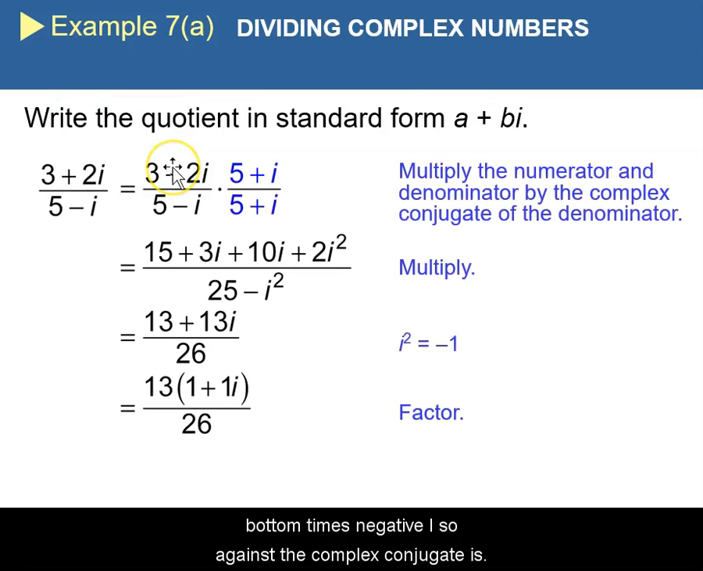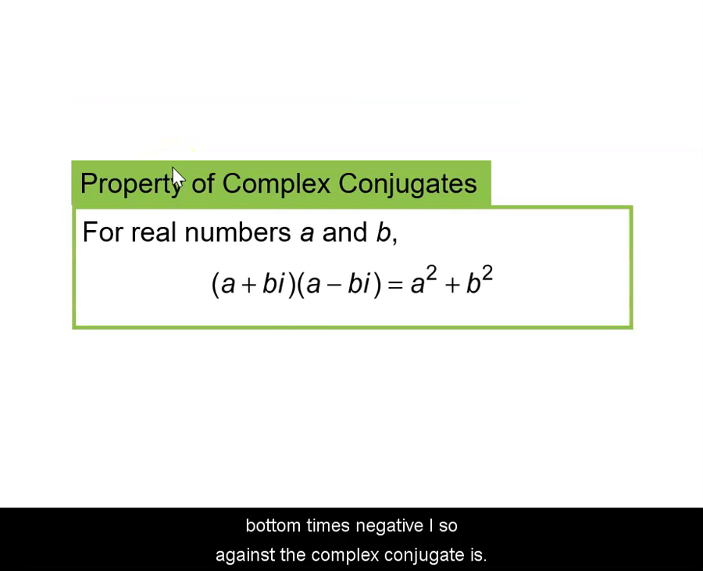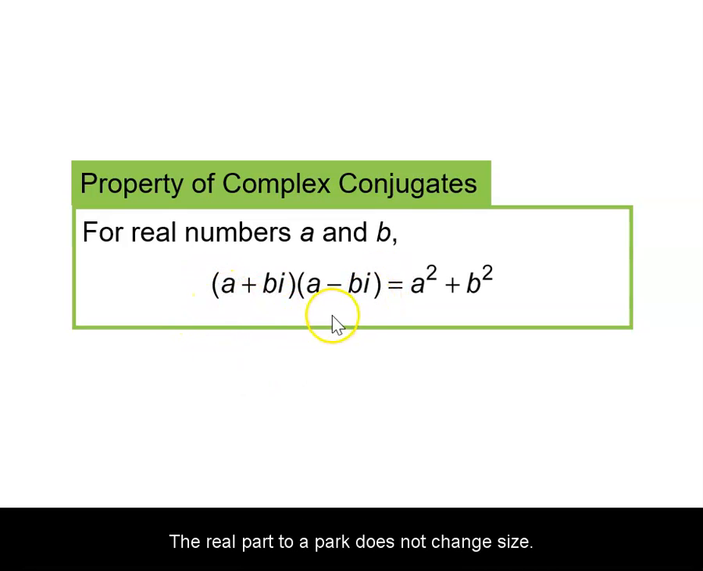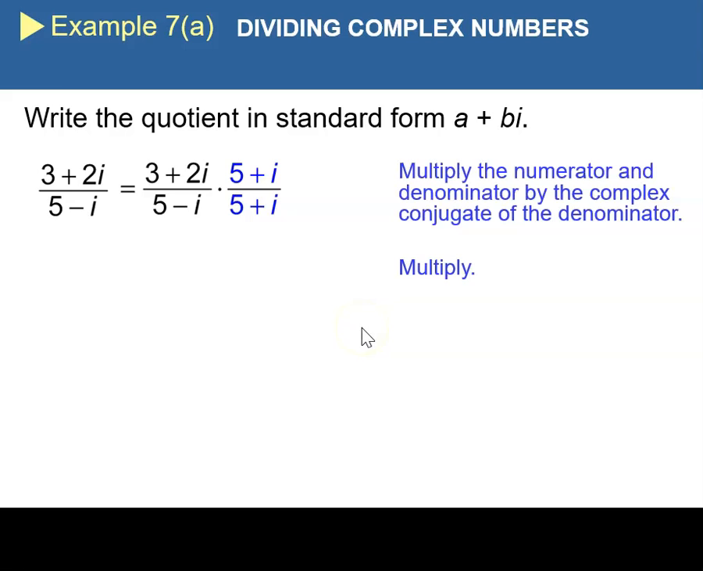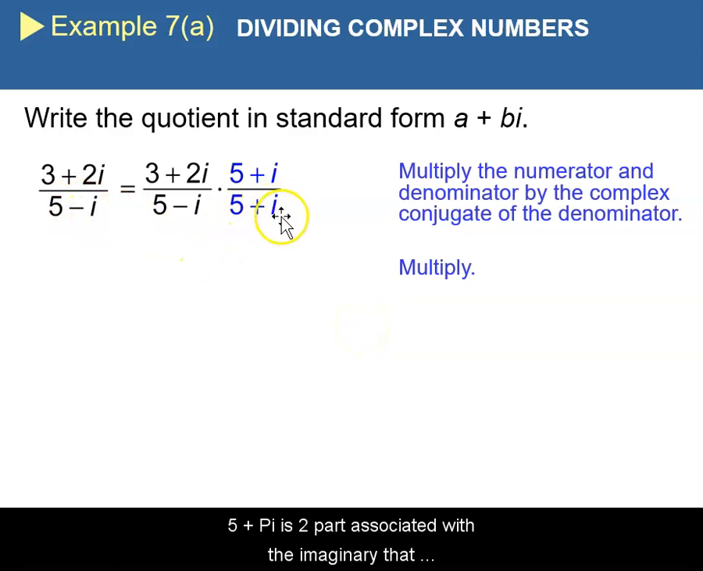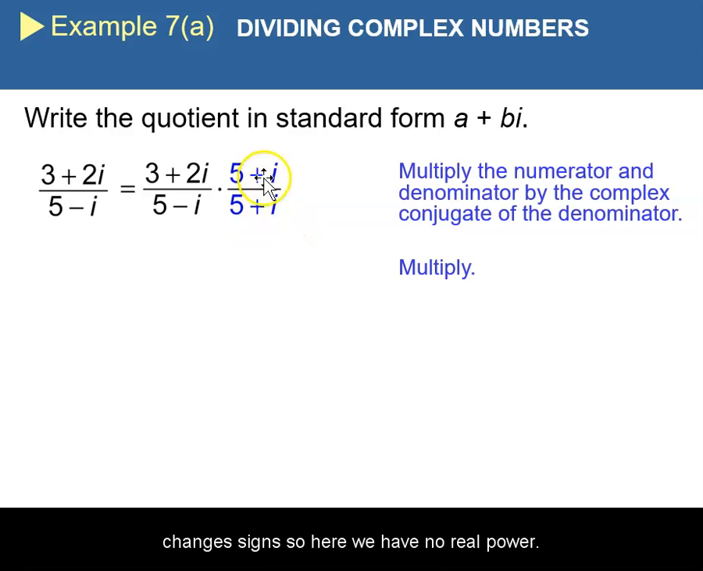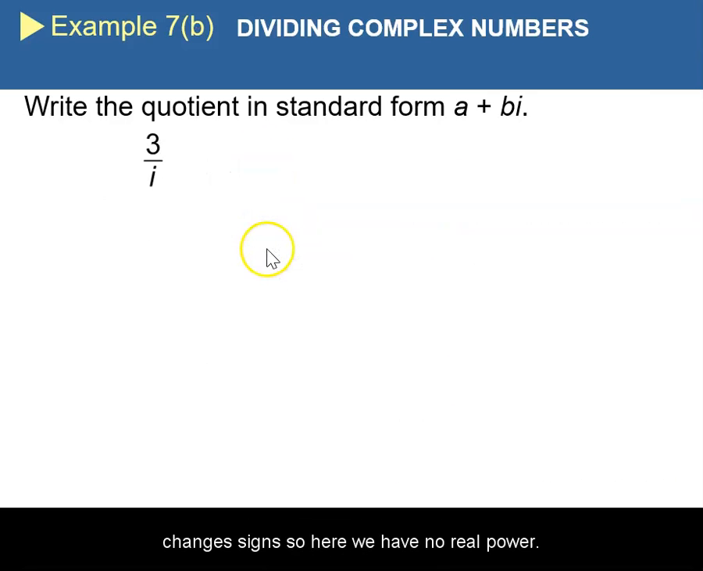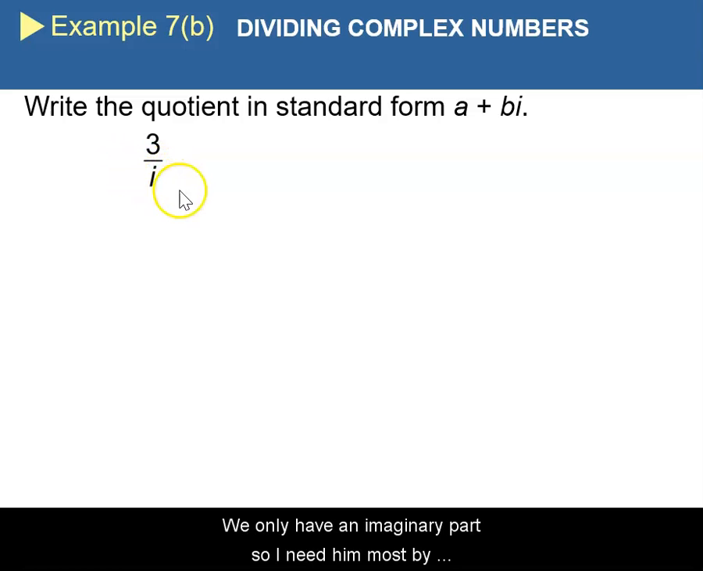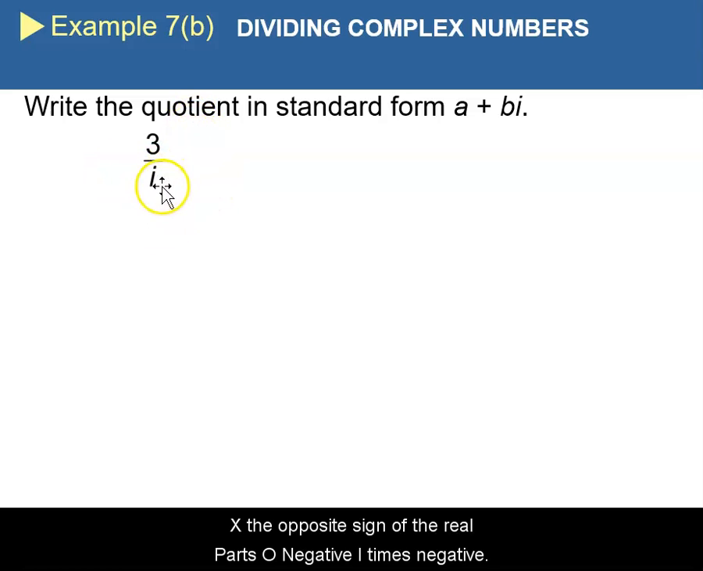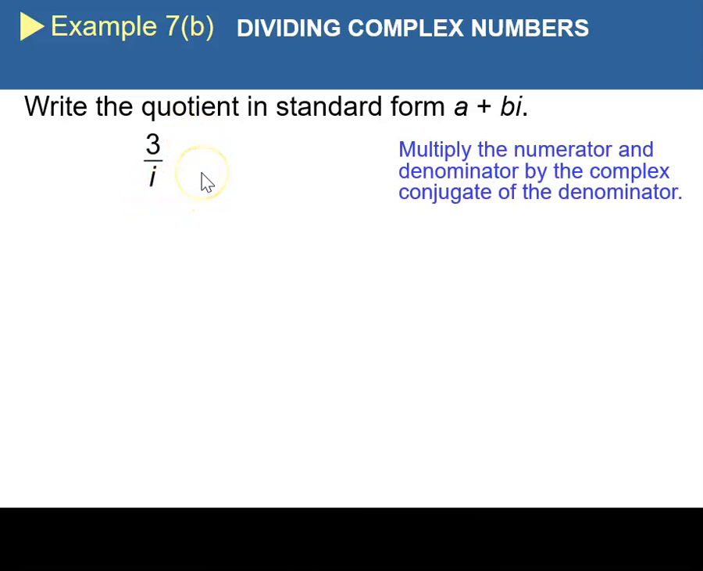So again, the complex conjugate is the same number. You just have a different sign in the middle. So the complex part is the part that changes sign. The real part, the a part, does not change signs, right? So here, 5 minus i, we multiply times 5 plus i. It's the part associated with the imaginary that changes signs. So here, we have no real part. We only have an imaginary part. So I need to multiply top and bottom times the opposite sign of the real part. So negative i times negative i.